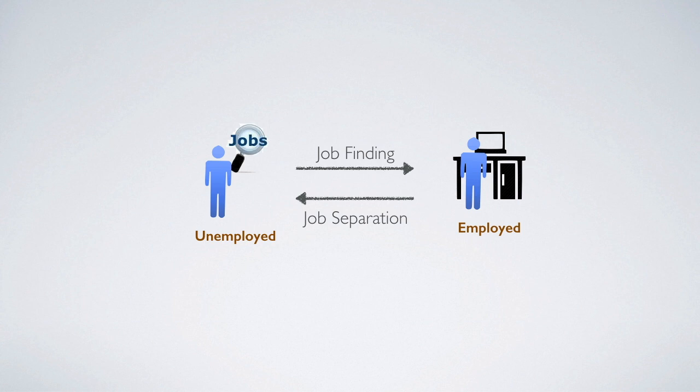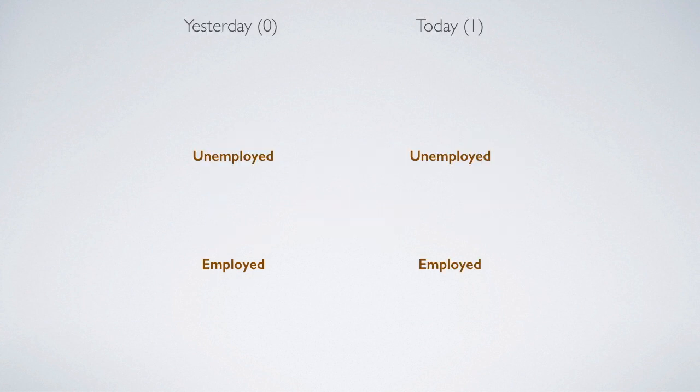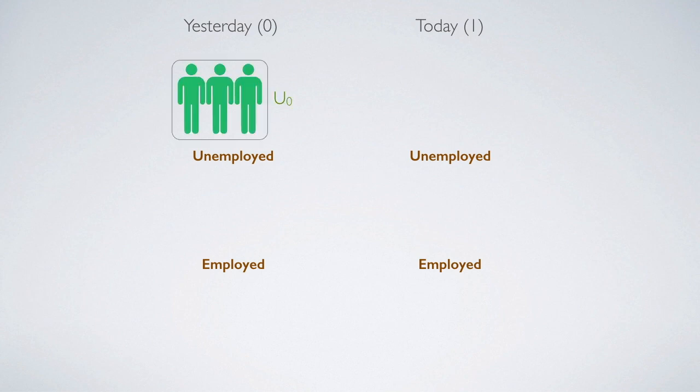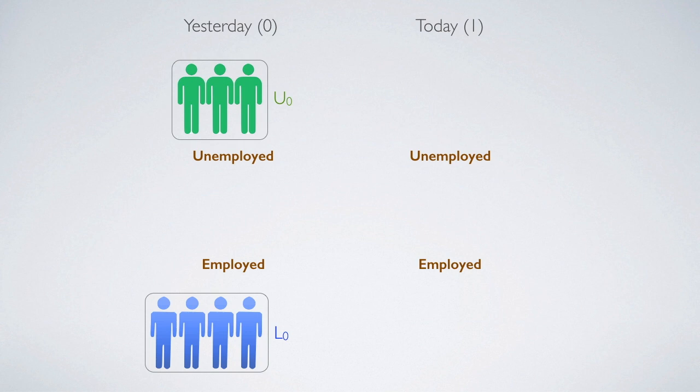Now we move on to the dynamic calculation of unemployment and employment. We look at the dynamics between yesterday and today. We use 0 to represent yesterday and 1 to represent today. For the unemployment pool, the total population of unemployed workers is U0, and the total number of employed workers, we use the notation L0. So from yesterday to today, there will be some unemployed people who are going to switch their status to become employed.